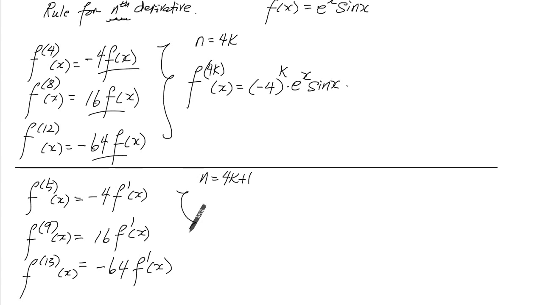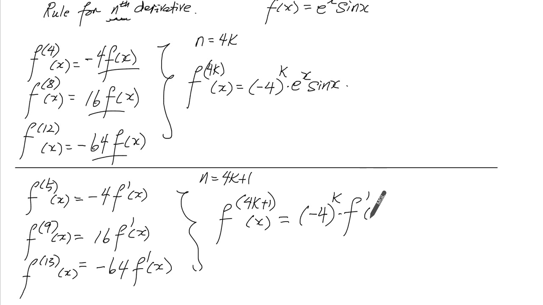From this, we can come up with an expression for all derivatives that are a multiple of 4 plus 1. The general term for all of those derivatives will be negative 4 to the power of k times f prime of x. And f prime of x we found in part A, right? f prime of x is simply e to the power of x times sine of x plus cos of x.